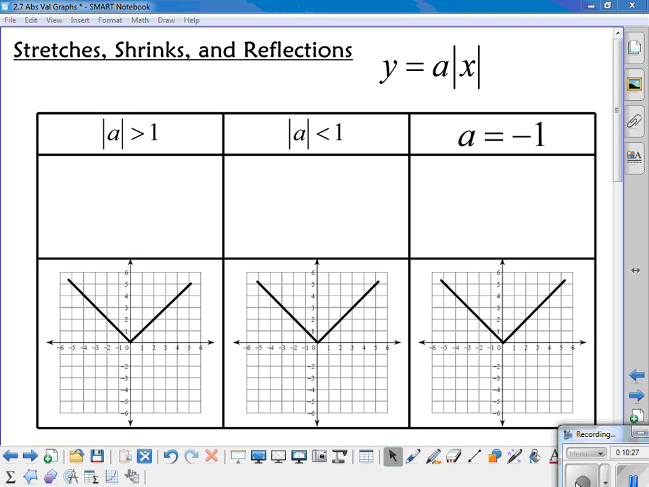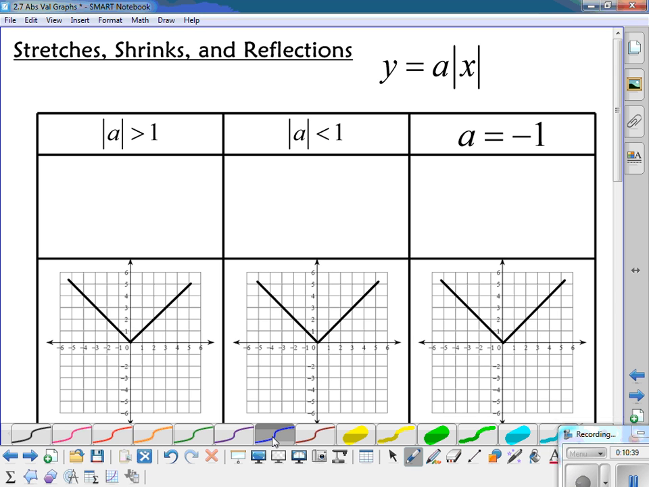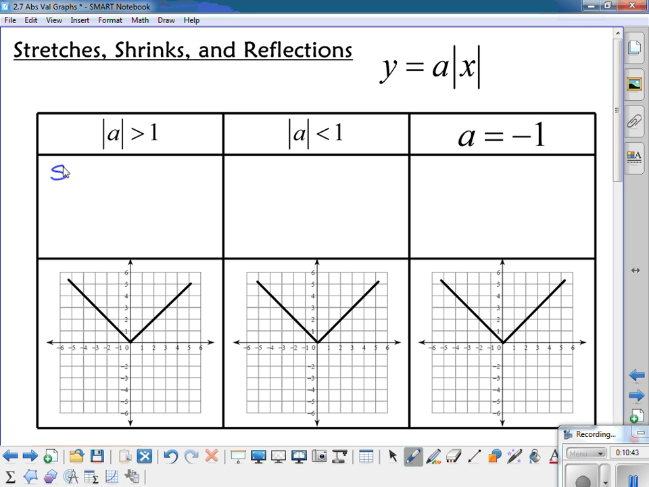All right, so if the absolute value of A is greater than 1, it could be negative, but if it's more than 1, then what happens to the graph is that it stretches it vertically. And the net effect of that is, where it was 1 before, it might be 2 or 3 or some larger number. So the effect is that my graph ends up being narrower.